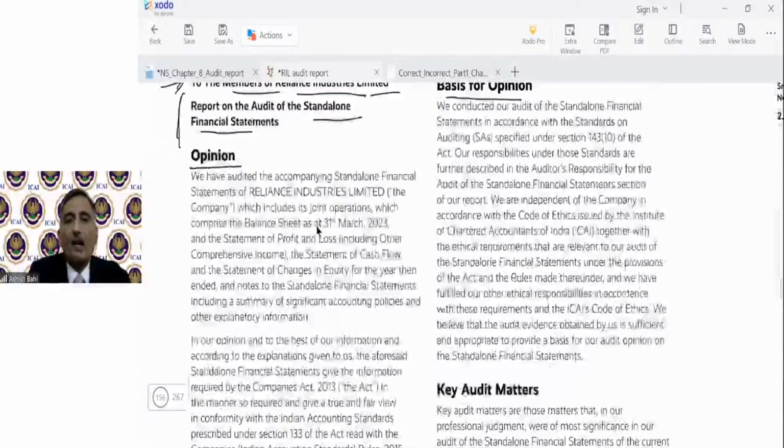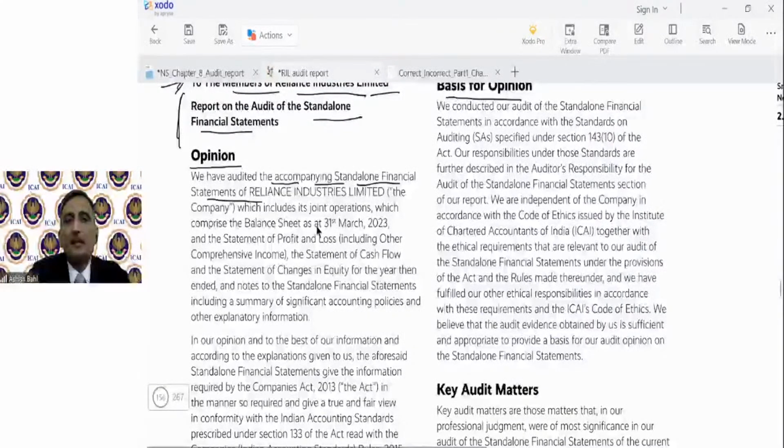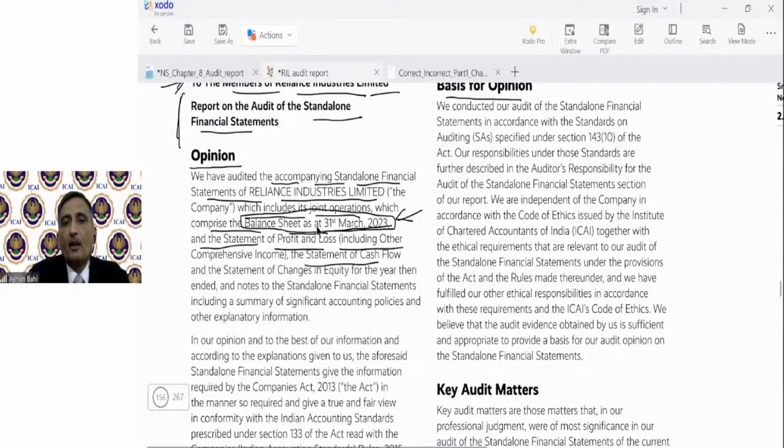In the opinion section, how does it begin? We have audited the accompanying standalone financial statements of this company, which include its joint operations, which comprise the balance sheet as on 31st March 23, statement of profit and loss, statement of cash flow, and statement of changes in equity for the year then ended, and notes to standalone financial statements, including a summary of significant accounting policies and other explanatory information. So it is identifying the financial statements which have been audited.